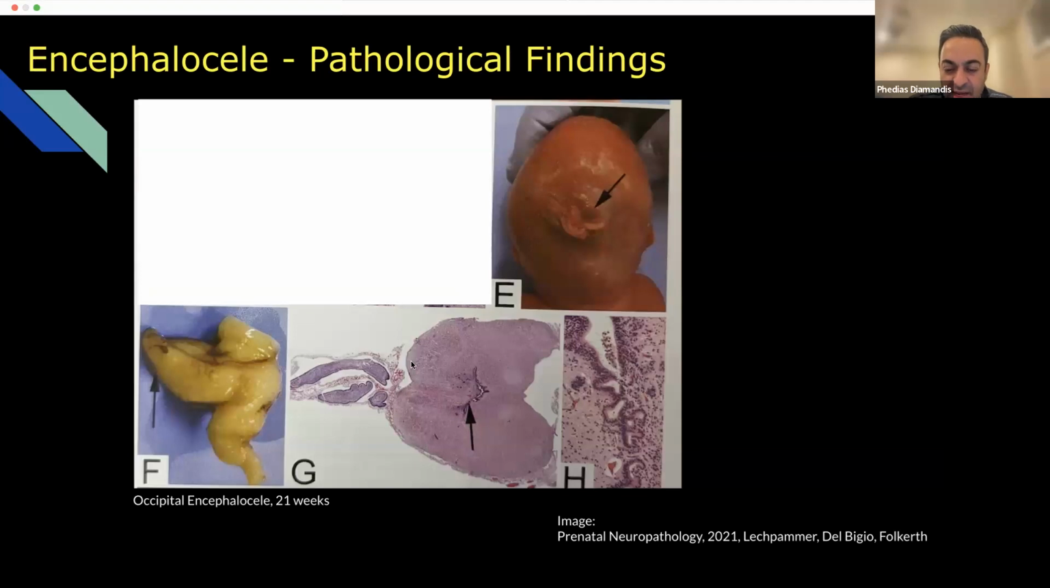Here's another one from the same book. You have, again, intact skin with herniation of cerebellar tissue and some disorganization of the canal of the vertebral system, ventricular system from this defect.